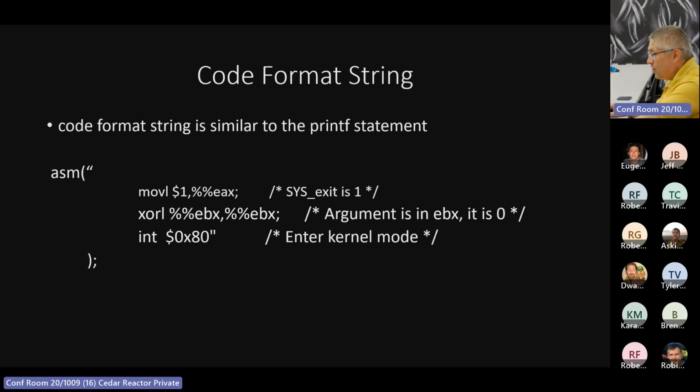So like I said, the code format is similar to a printf, and here we have an assembly code that's basically entering from the user mode to the kernel mode. As you see, there's no output, input, or clobber variables. It just runs straight up as written.